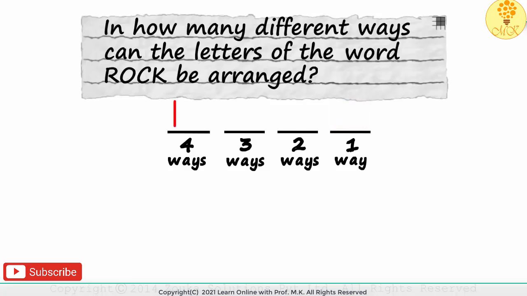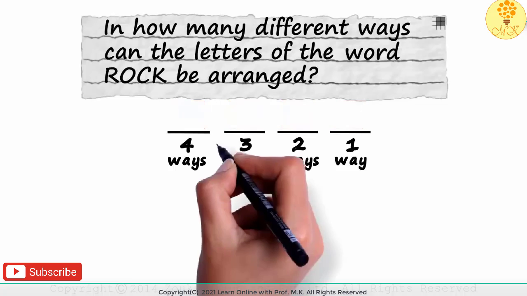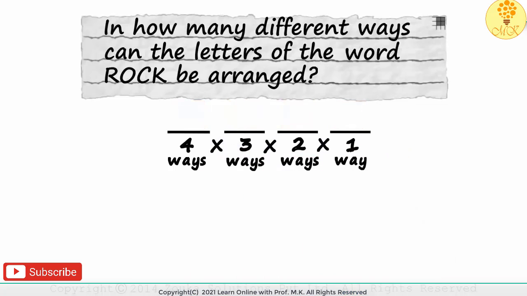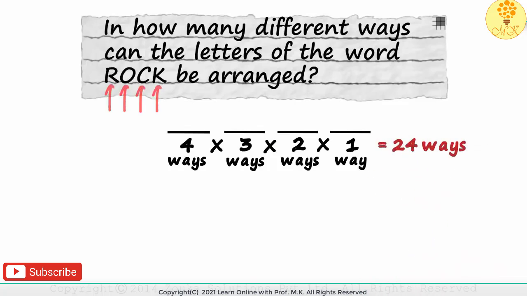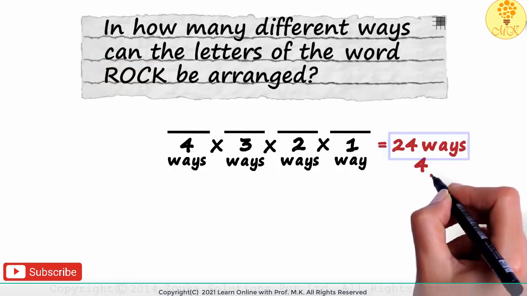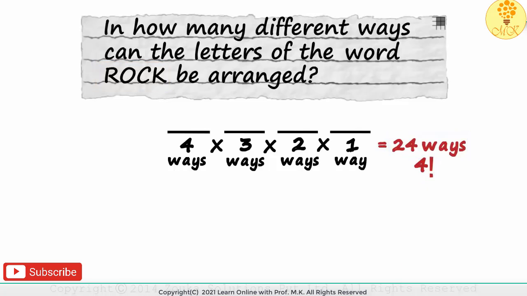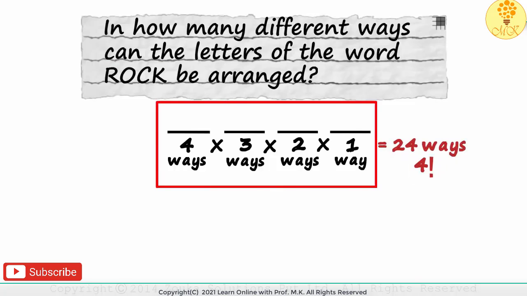As we are filling the first and the second and the third and the fourth slot, we multiply these 4 numbers to get the answer. 24 different ways in which the letters of the word rock can be arranged. And this is also 4 factorial. You could have written this answer directly provided you've understood how we arrived at it.